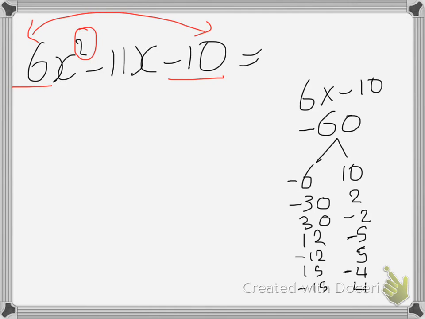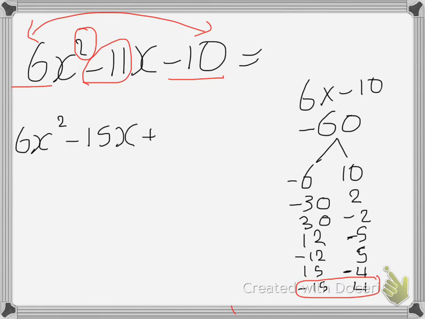So we're looking for two numbers whose difference is 11, because they are different signs. So we're going to choose, obviously, negative 15 and 4, because if we add negative 15 plus 4, we get negative 11. So bingo, we found it. The next step is we're going to rewrite this expression, but this time instead of negative 11x, we're going to write negative 15x plus 4x. Always write the big number first. So negative 15x plus 4x minus 10.